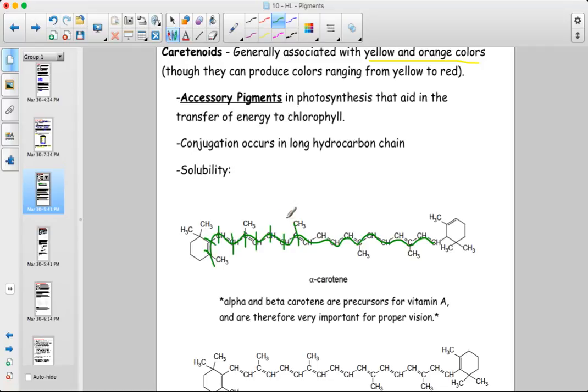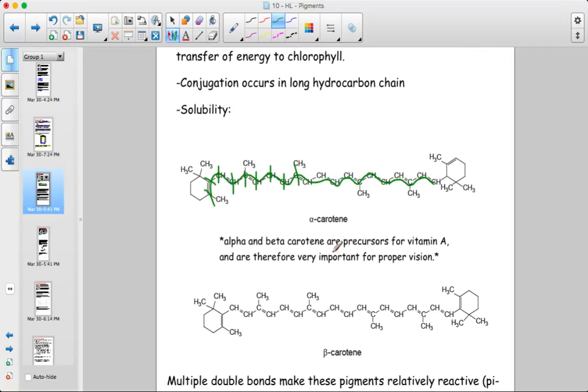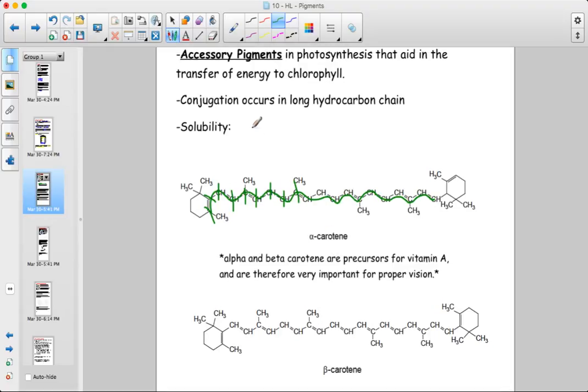and so it's going to absorb visible light. These things, if you take a look, it should be fairly easy to spot that they are completely fat soluble because they are made only of carbon and hydrogen. So they're going to be very nonpolar, have lots of London forces, and so they're going to be fat soluble, not water soluble. They can't form hydrogen bonds with water.